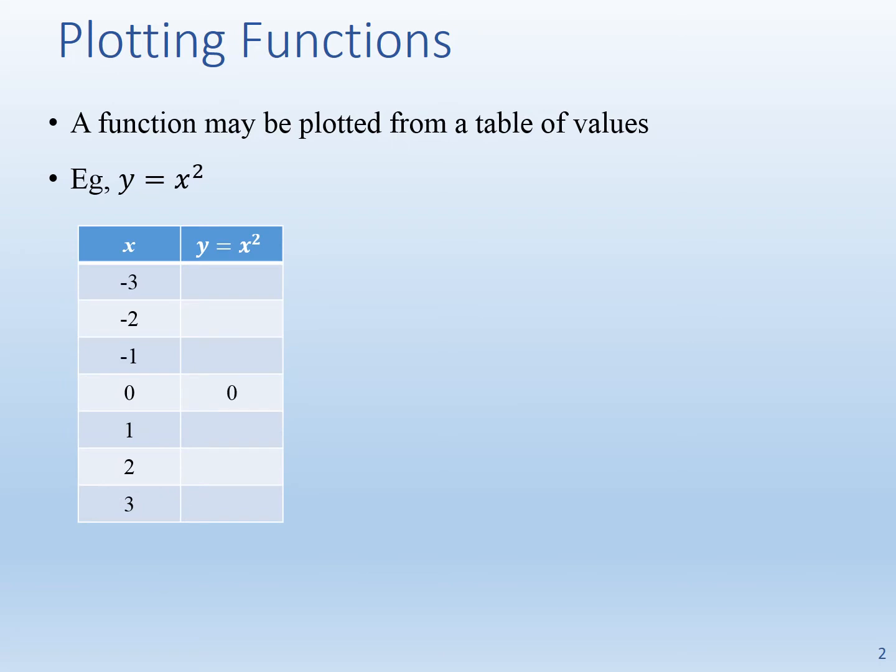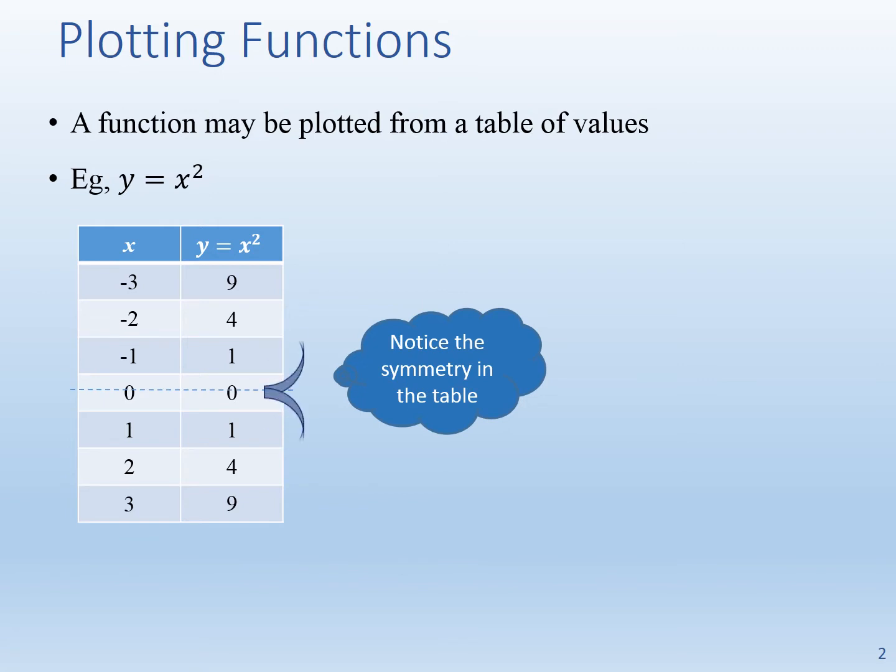When x equals 0, y equals 0 because 0 squared is 0. Putting x equals 1, we have 1 squared is 1. And minus 1 squared is also 1. 2 squared is 4, and minus 2 squared is also 4. 3 squared is 9, as is minus 3 squared.